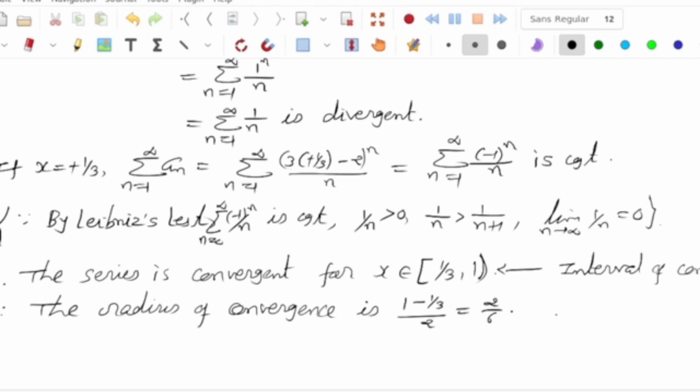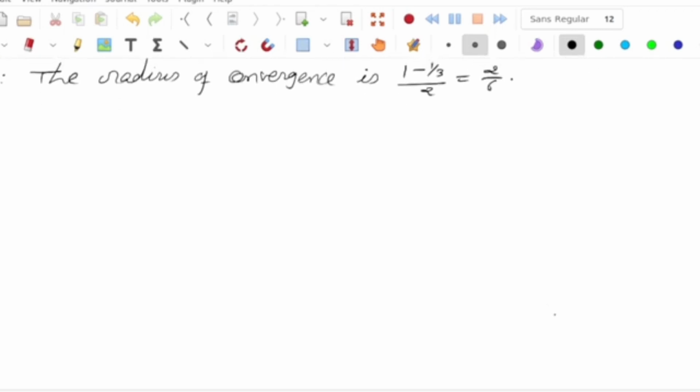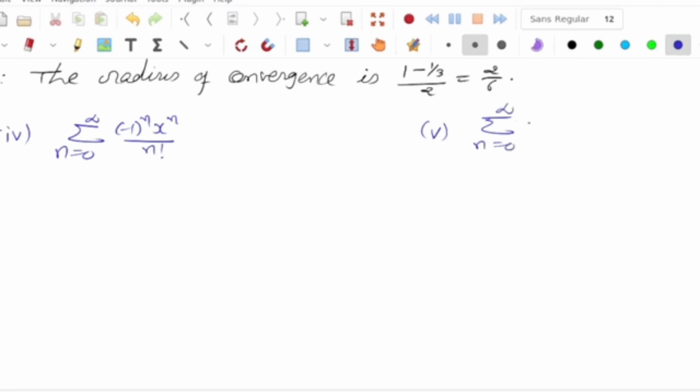I hope the idea is clear, how we work out the interval of convergence and radius of convergence. Now see, for the next two examples, example number 4 and example number 5, I am discussing only the outlines. Example 4 is the sum of (-1)^n x^n / n!, n = 0 to infinity, and example 5 is the sum of n! (x+2)^n. I am discussing only the outlines.